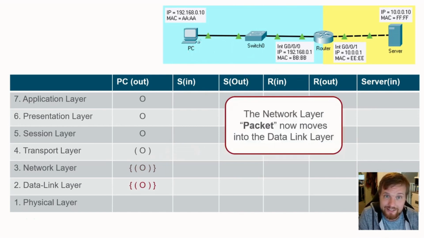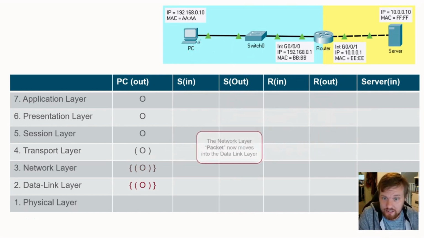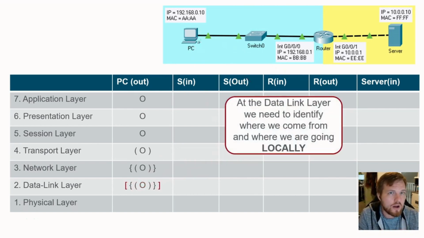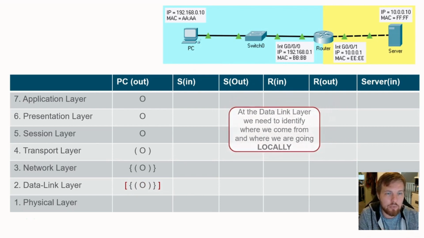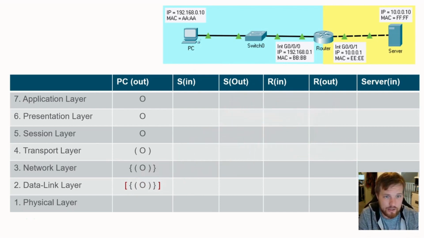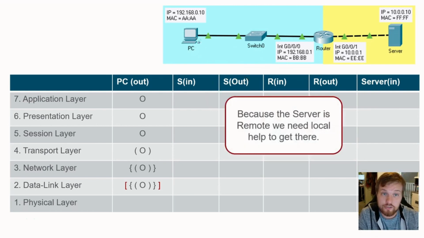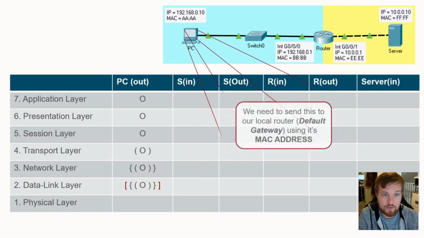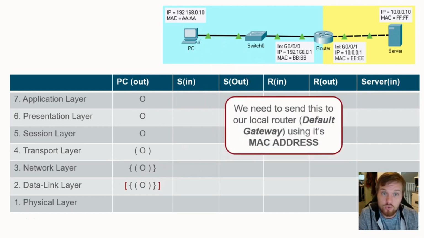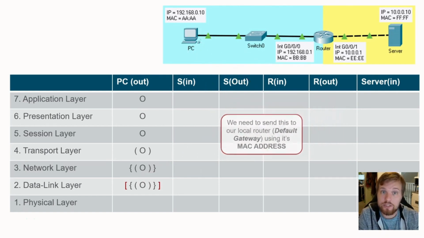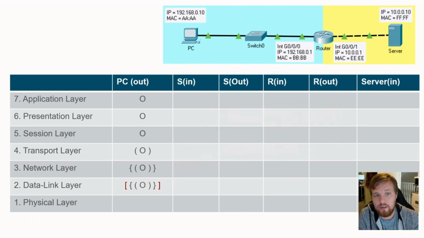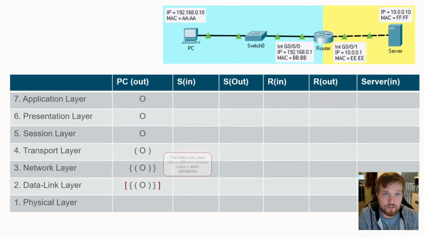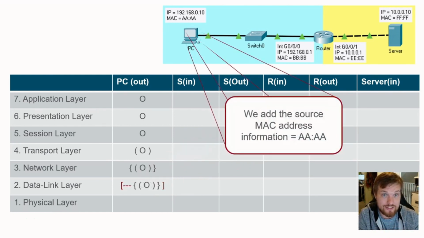The network layer packet now moves down into the data link layer. At this layer, we need to identify where we're going locally. So within the blue network, where do we need to go to get to the yellow network? Because the server is remote, we need local help to get there. And this is where we call in the help of our default gateway. So we need to send this to our local router and its default gateway. And we do that using its MAC address. So at this layer, we use the MAC address, its physical address, and it's what we use for local transmissions inside the blue network.